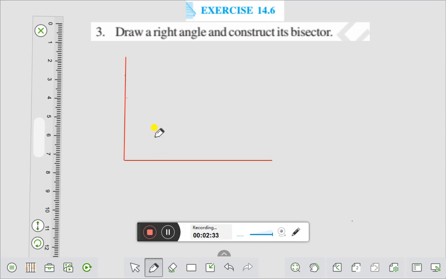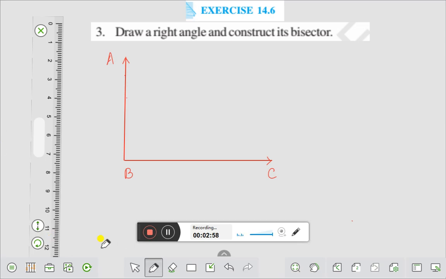If we give the name of the angle, let us give an arrow here, and the name of the angle is A, this is B, and this is C. Now I have to construct its bisector.